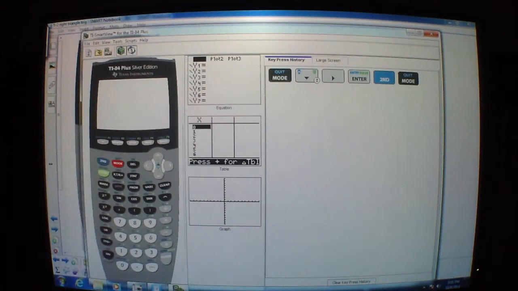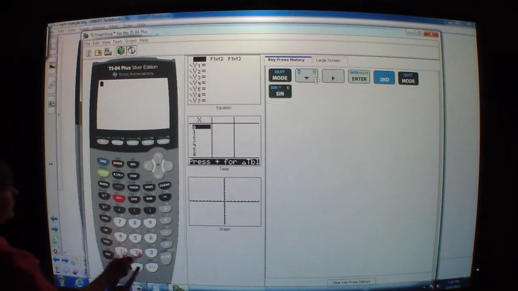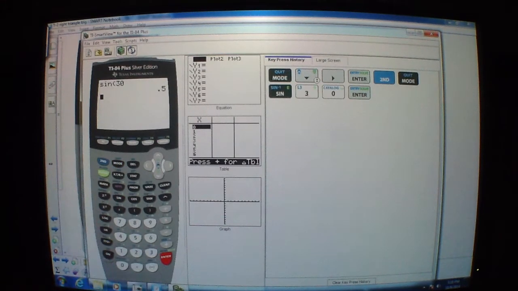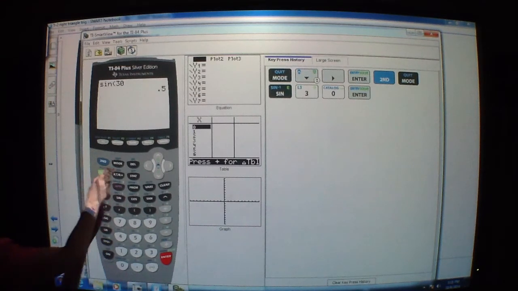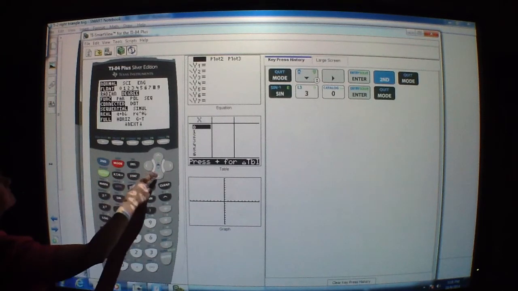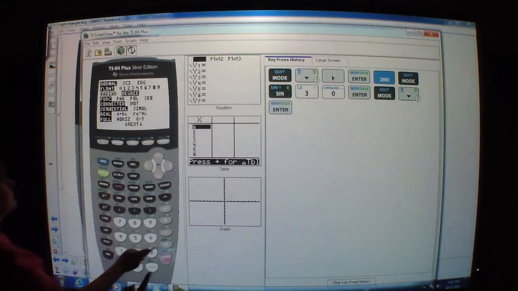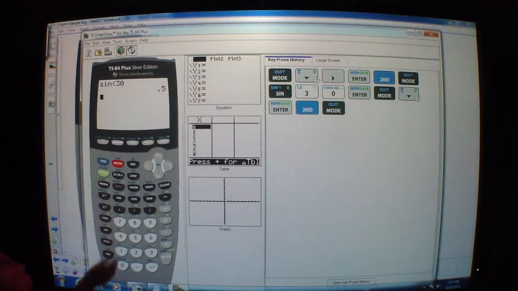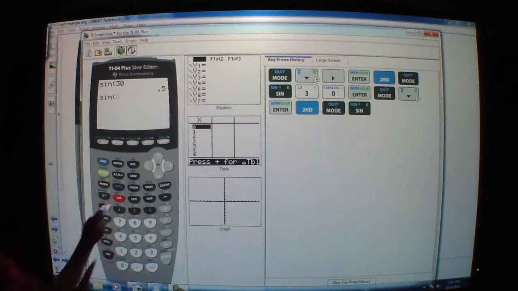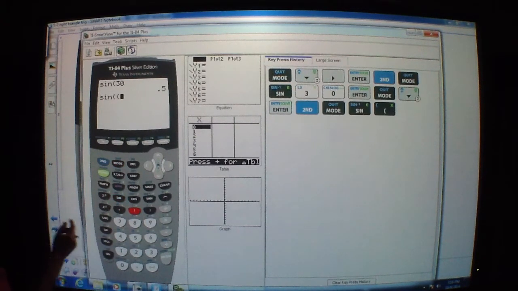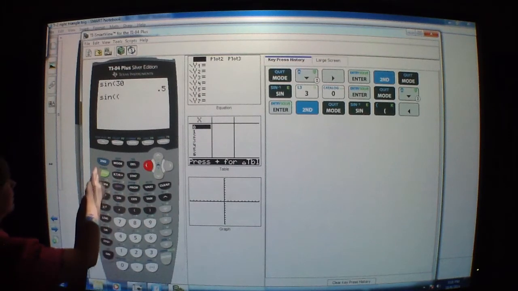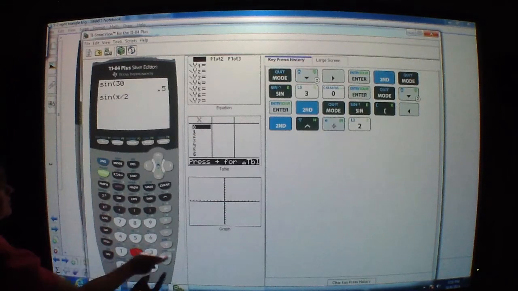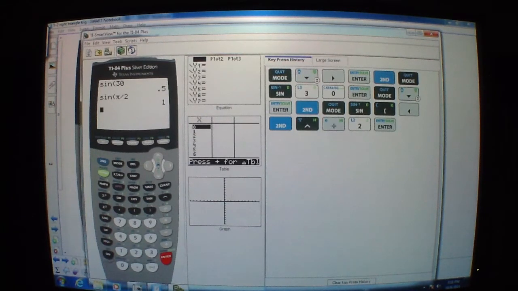So now if I do anything, like I want the sine of 30 degrees, it'll give me what the sine of 30 degrees is. I could change the mode to radians. And now, whatever I put in now would be in radians. So I could do the sine of pi over 2. Pi divided by 2, radians. And that gives me 1.